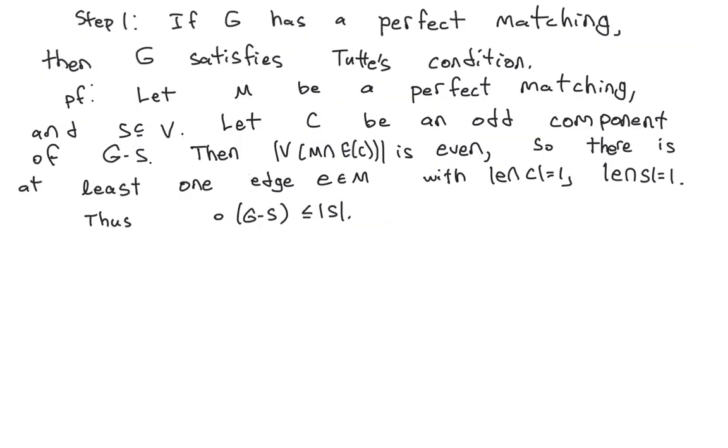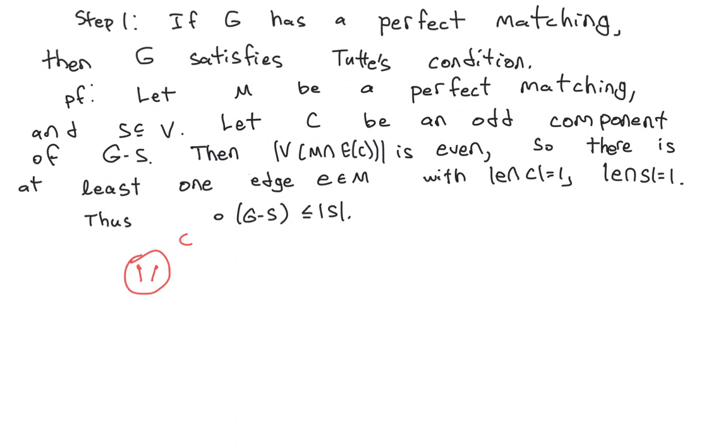Right, now we start proving each of the individual steps. So step 1 was that if G has a perfect matching, then it has to satisfy Tutte's condition. So we can assume M is a perfect matching, and then we have to check Tutte's condition. So let S be a subset of vertices, and let C be an odd component of G minus S. Then we claim that the number of vertices in M intersect the edges of C has to be even. And the point here is that each edge totally contained in C that's in the matching covers exactly 2 vertices. And since these edges are from the matching, they have to cover an even number of vertices because they have to cover distinct vertices.